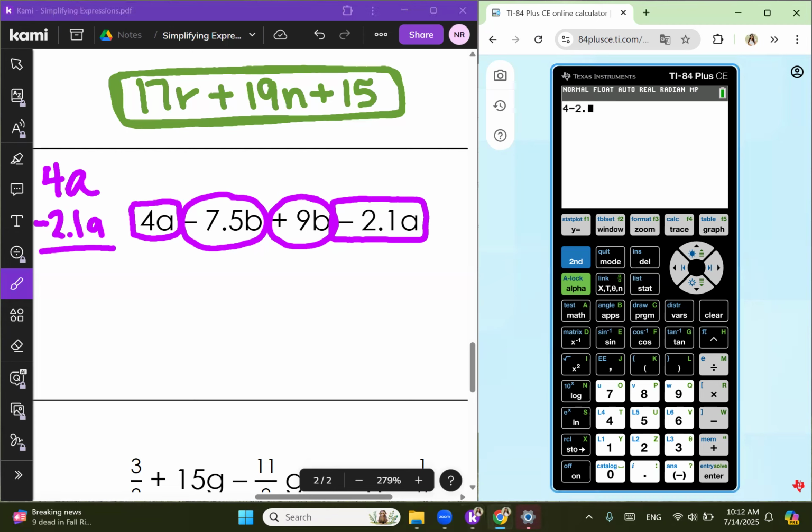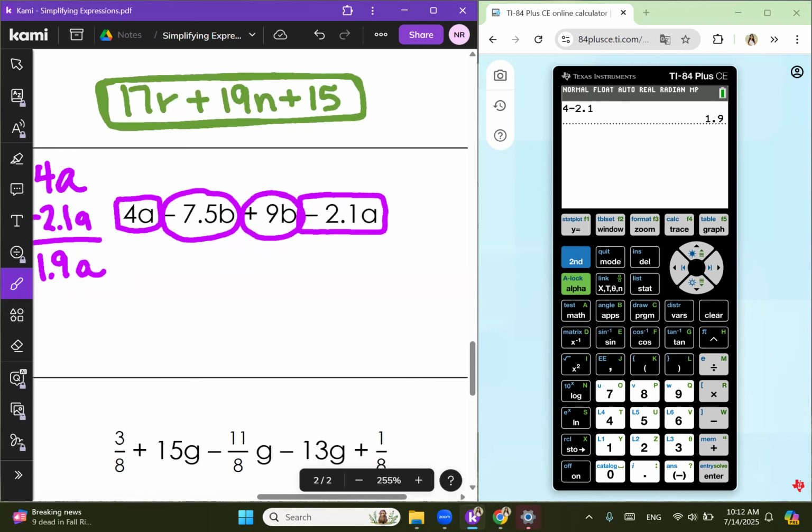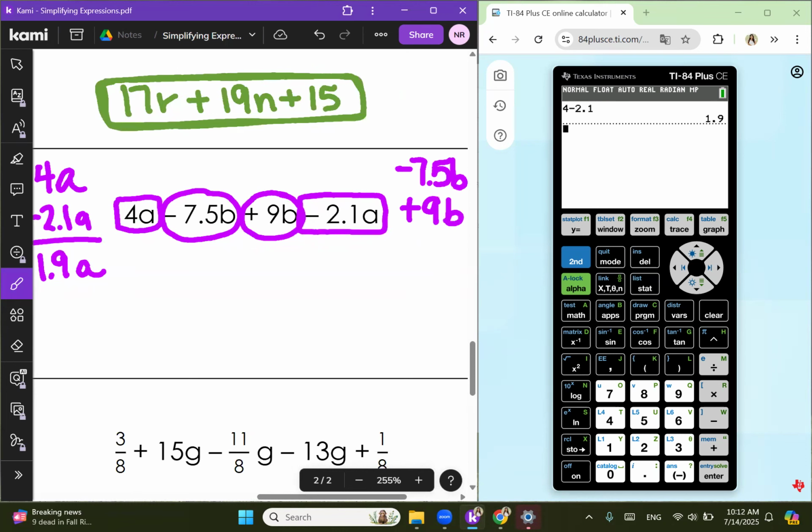4 minus 2.1 is 1.9a. And then when I get back, I'll have the calculator and the notes on separate screens. Usually, typically, I have the calculator on the projector and my notes on the TV, so it'll be a lot bigger. So I apologize if you're having to squint your eyes.